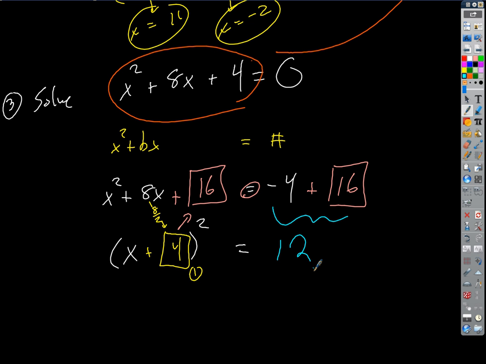Well, that's what I'm looking for, isn't it? Right? That's the kind of equation I'm looking for. That's an easy one. That's a two-stepper. What are the two steps in order to isolate x?